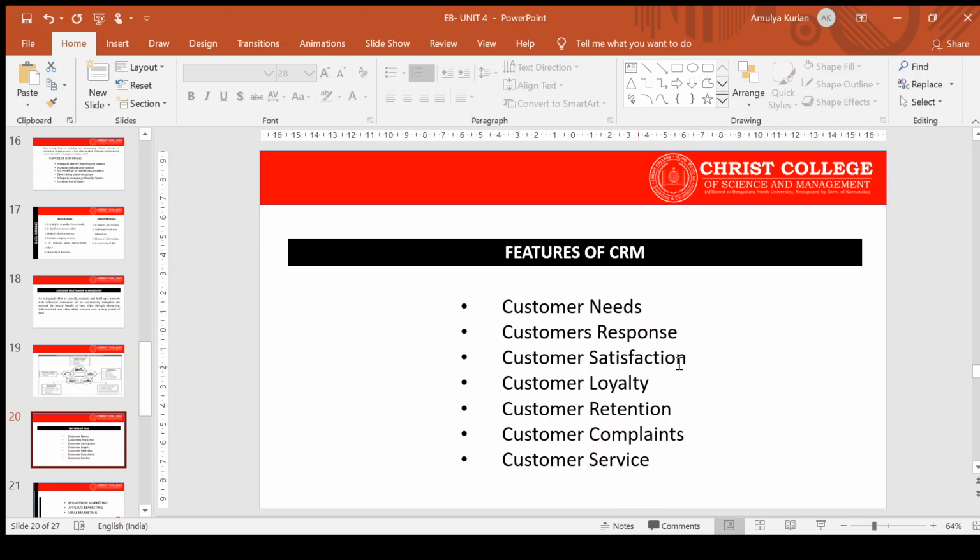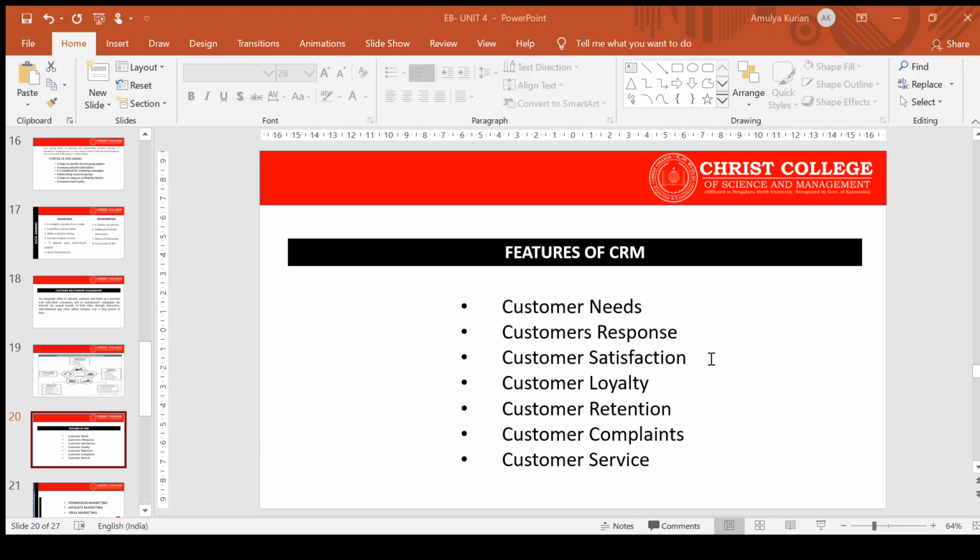Now coming to what are the features of customer relationship management. First one is customer needs. An organization can never assume what actually customer needs, but it is extremely important to know what your customers' likes and dislikes are, so that the actual needs can be ascertained and prioritized.